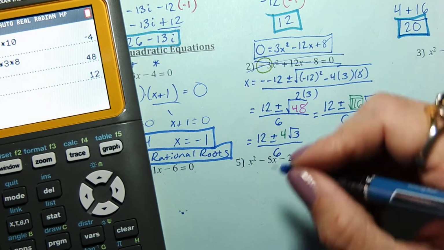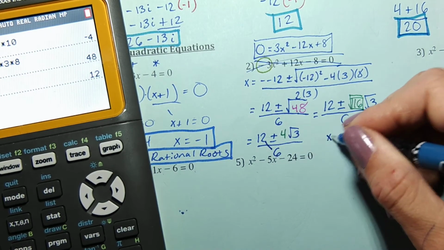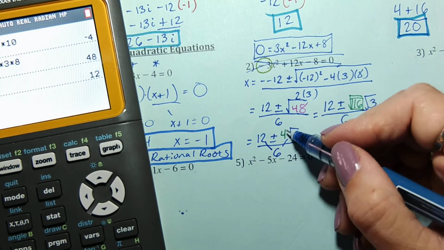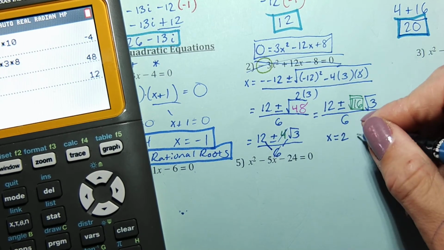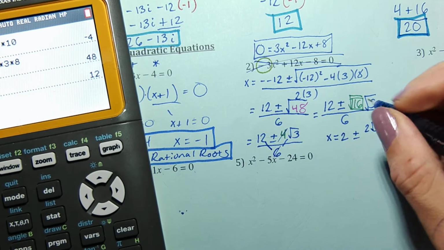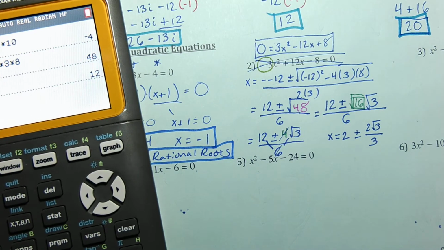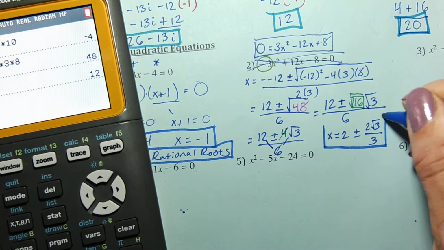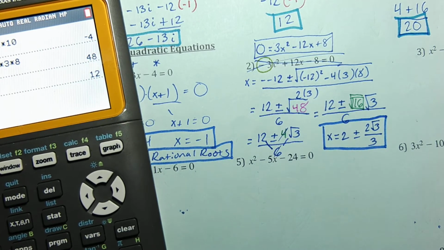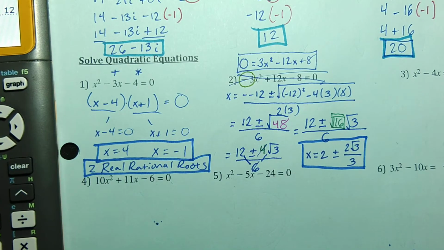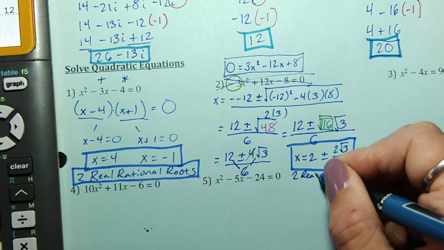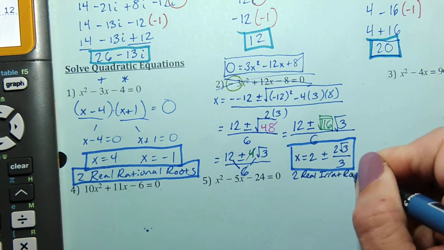Now, using division distribution, 12 divided by 6 is 2. I can take a 2 out of the 4 and the 6, which will leave me with 2 rad 3 over 3. And I can leave my final answer as such. But the two roots would be 2 plus 2 rad 3 over 3 and 2 minus 2 rad 3 over 3. And we can describe these as two real irrational roots.